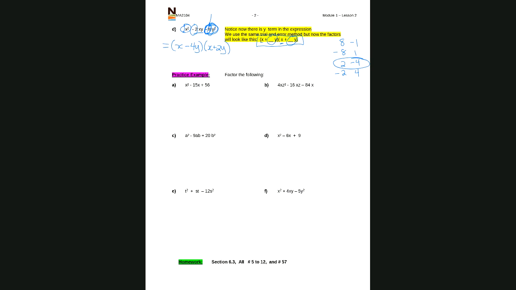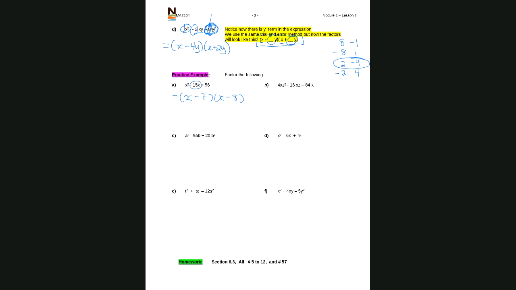I'm going to go ahead and just factor these last examples here. For A, there's no common factor. So we have x times x is x squared. And -7 times -8 gives +56 and a sum of -15.